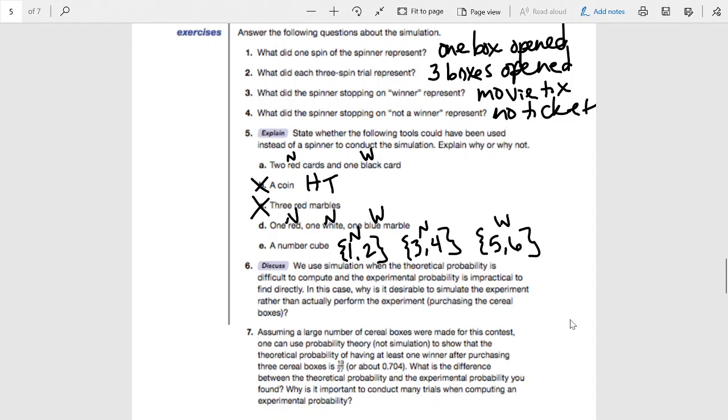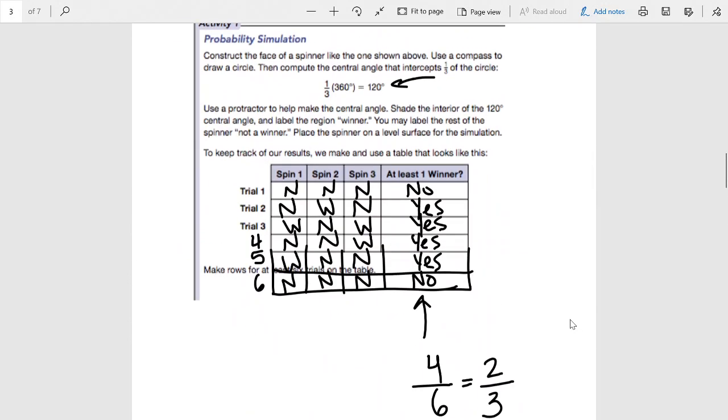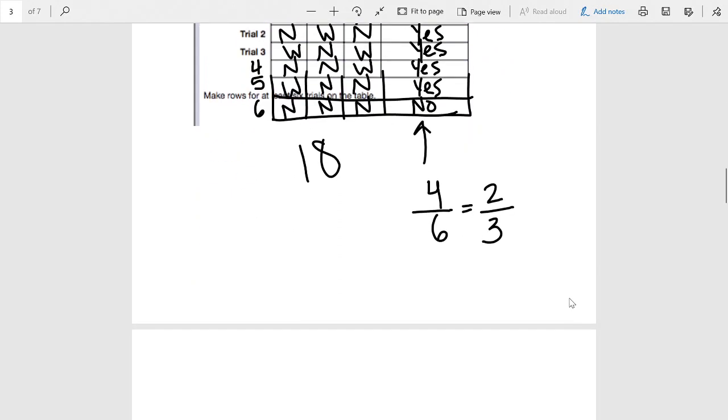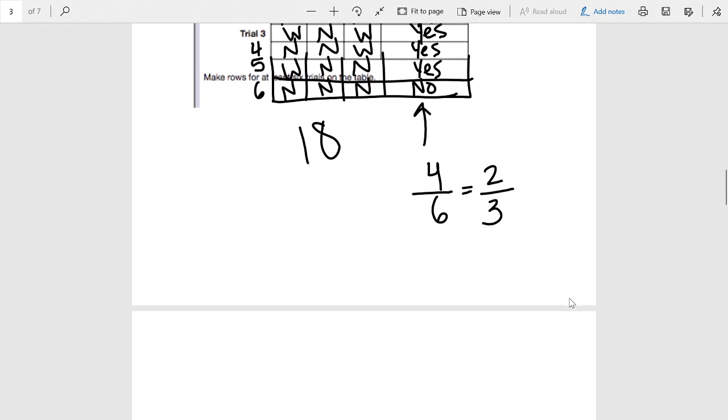All right, number 6. We use simulation when the theoretical probability is difficult to compute. Why is it impractical to actually do this in real life? Well, I'm sure you can think of lots of different ideas here, but when we think about these cereal boxes, I don't know about you, but if I went to the store and actually did this experiment with all of those boxes of cereal, in our case, 18 boxes of cereal, number 1, that's a lot of money to use on an experiment like this.